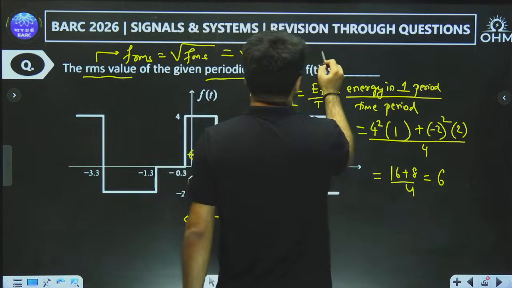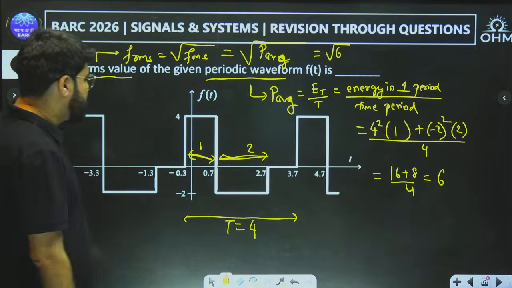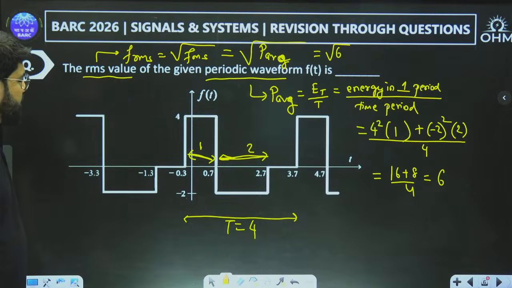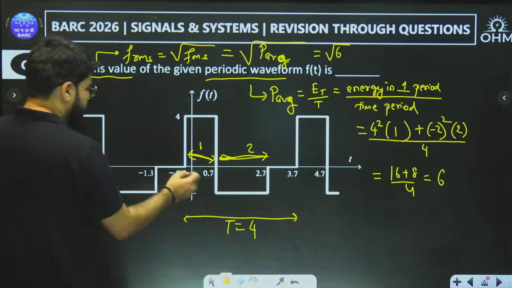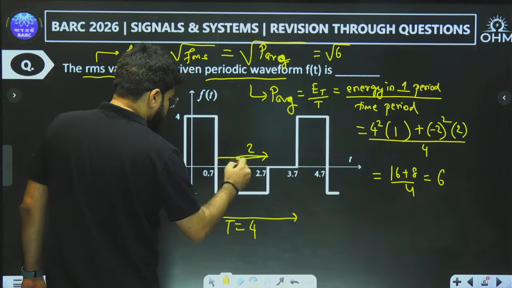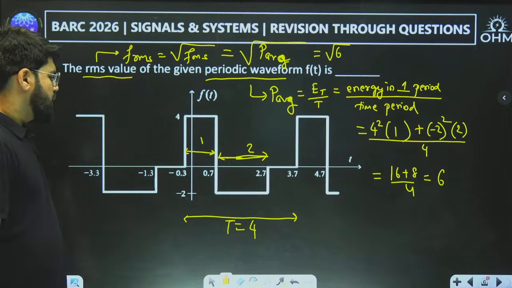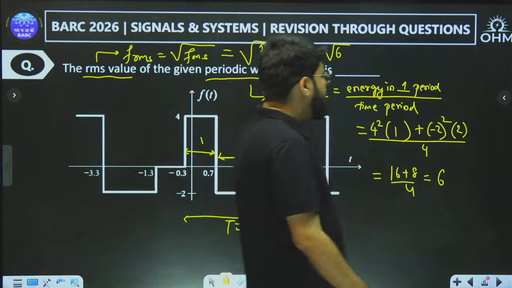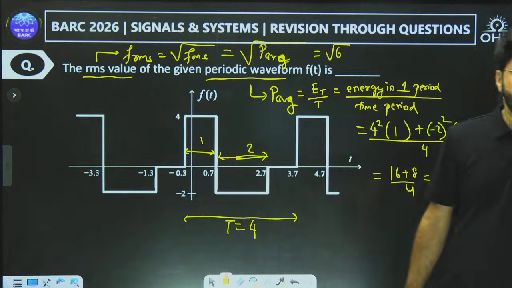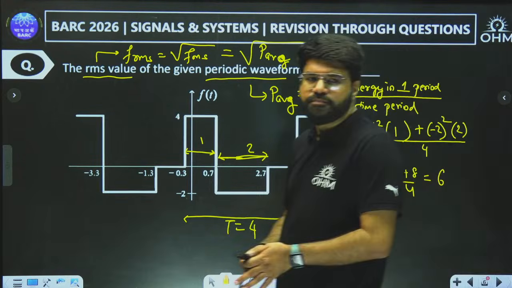Okay, then what is the average power? It should be given by root 6. Okay, check the calculation once. I think it is okay. Amplitude square, 4 square, 16. This duration is equal to 1 unit only. Energy in one period divided by time period is the average power, and then the final answer is under root of this. Okay, that is root 6.